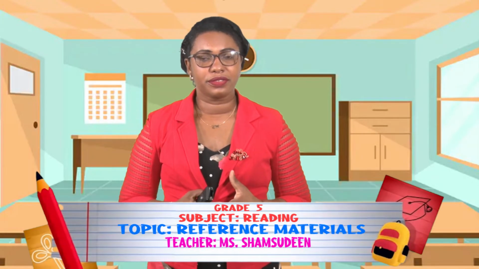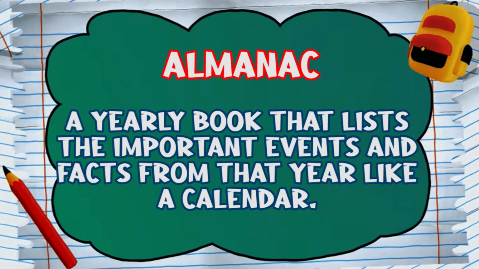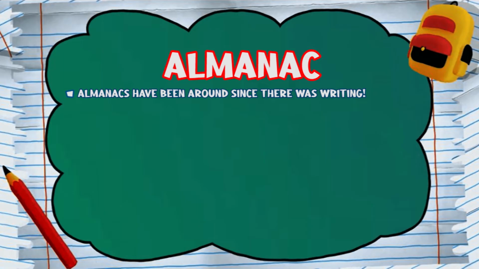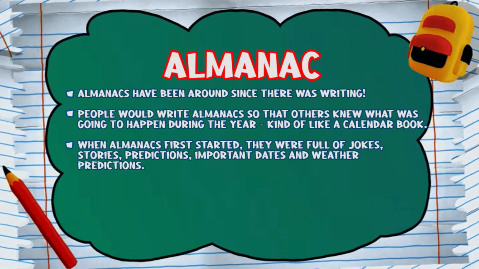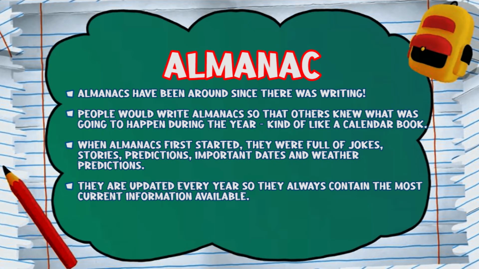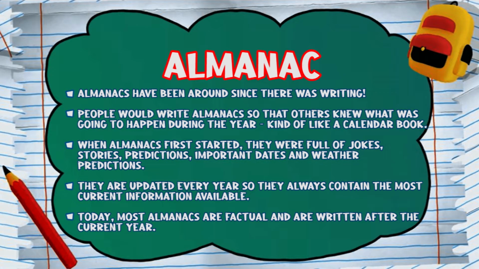Now, our next source of reference is the almanac. The almanac is a yearly book that lists the important events and facts from that year. The almanac has been around since there was writing. People would write almanacs so that people know what is going on or what is going to happen during the year. It's kind of like the calendar. When the almanac first started, they were full of jokes, stories, predictions, important dates, and weather predictions. They were updated every year so that they always contained the most important information available. Today, most almanacs are factual and are written after the current year.